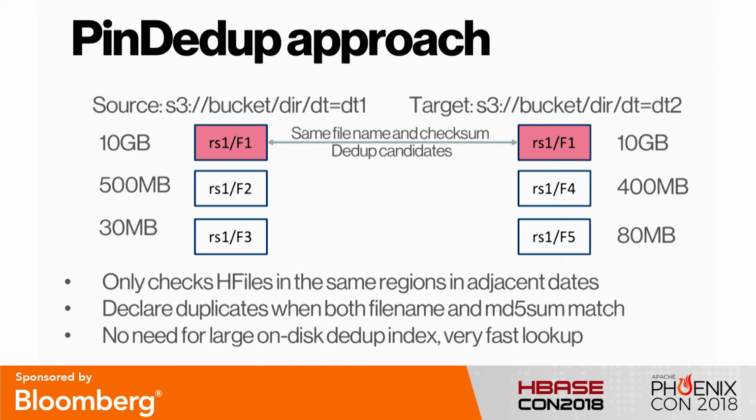So what we do is check for the same file. We only claim a file to be a duplicate when the file name as well as its checksum matches. This approach is actually quite simple. The dedupe index is really small and the lookup is really fast, because we constrain the deduplication scope to a single region.